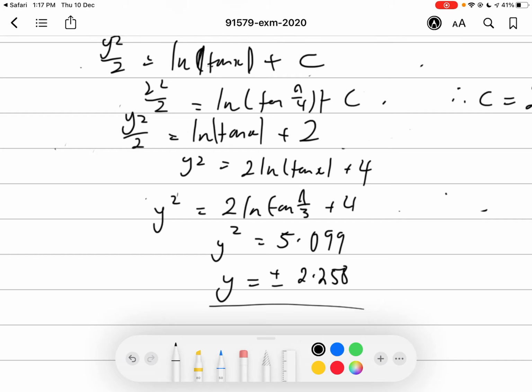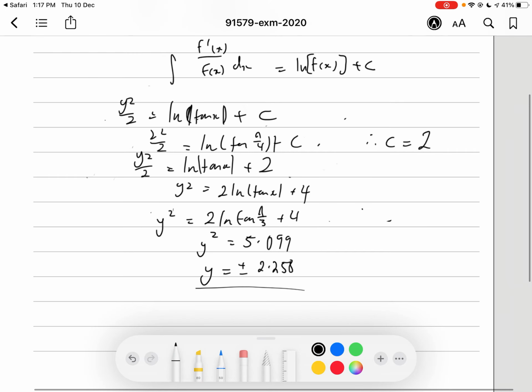It's plus or minus since if we take the square root on both sides, we'll get the plus or minus values. So y equals plus or minus 2.258. That's our final answer for this question.